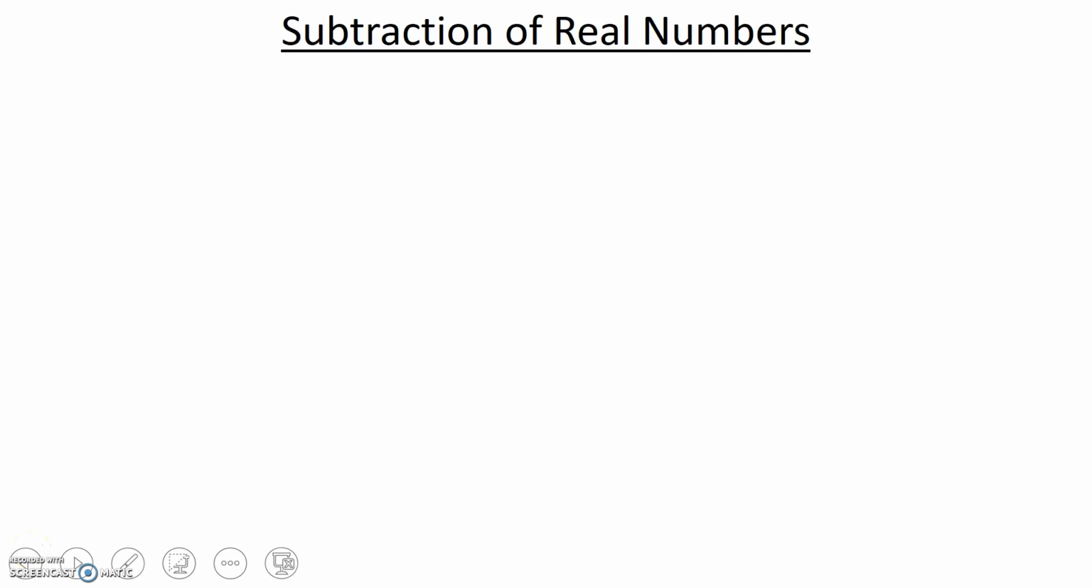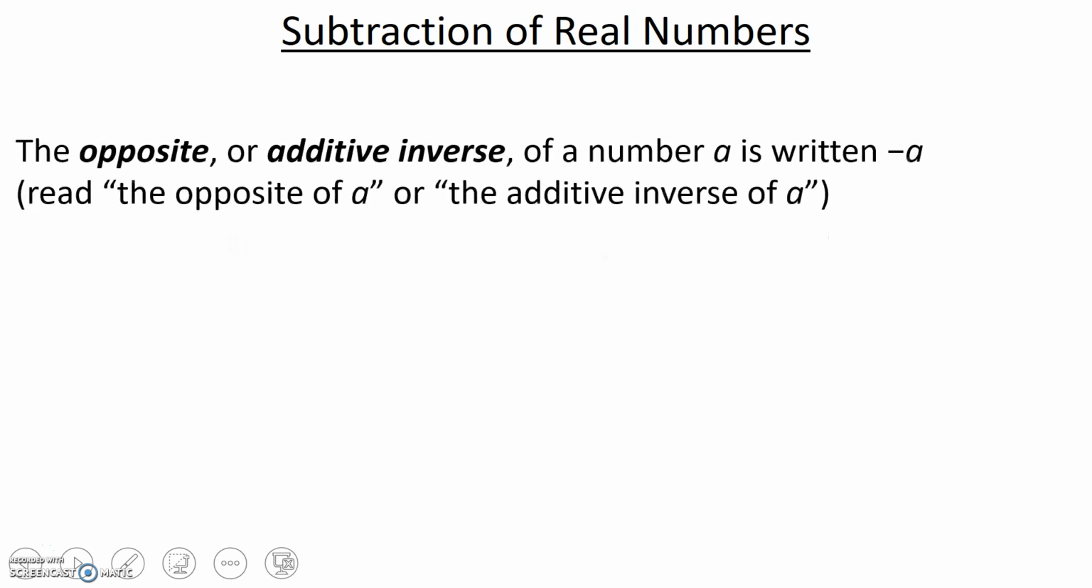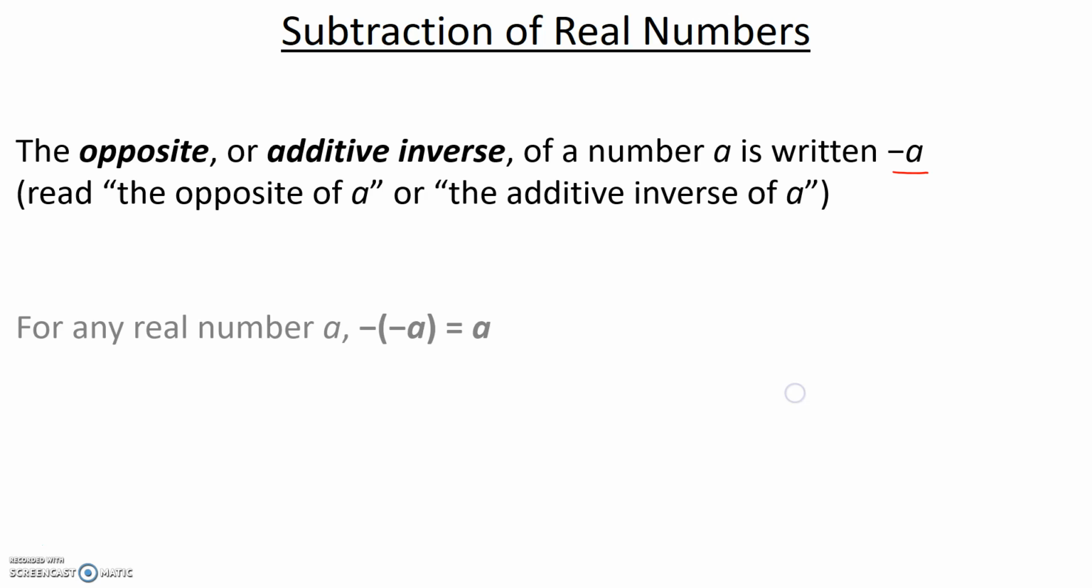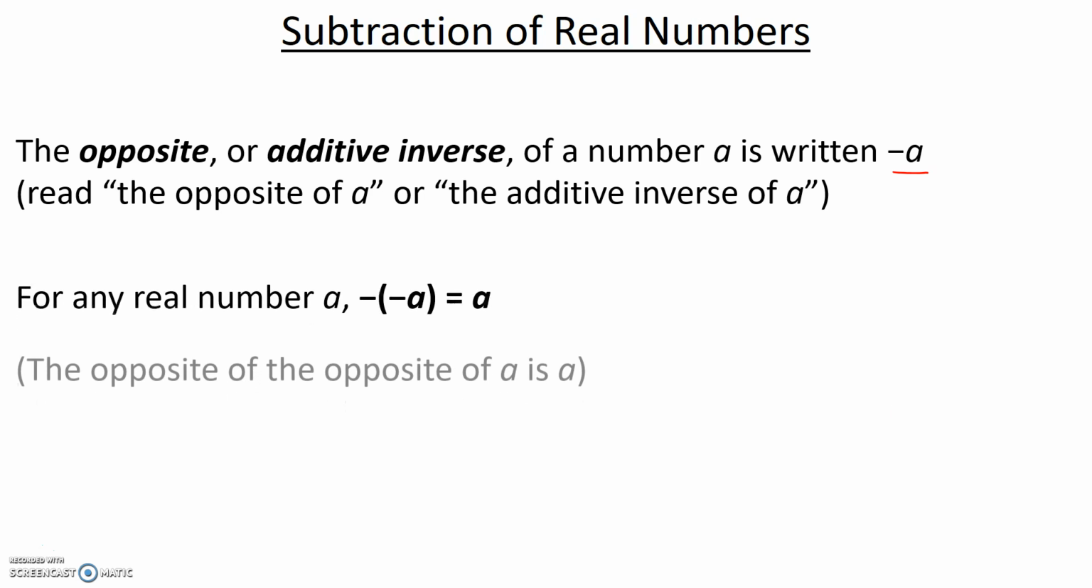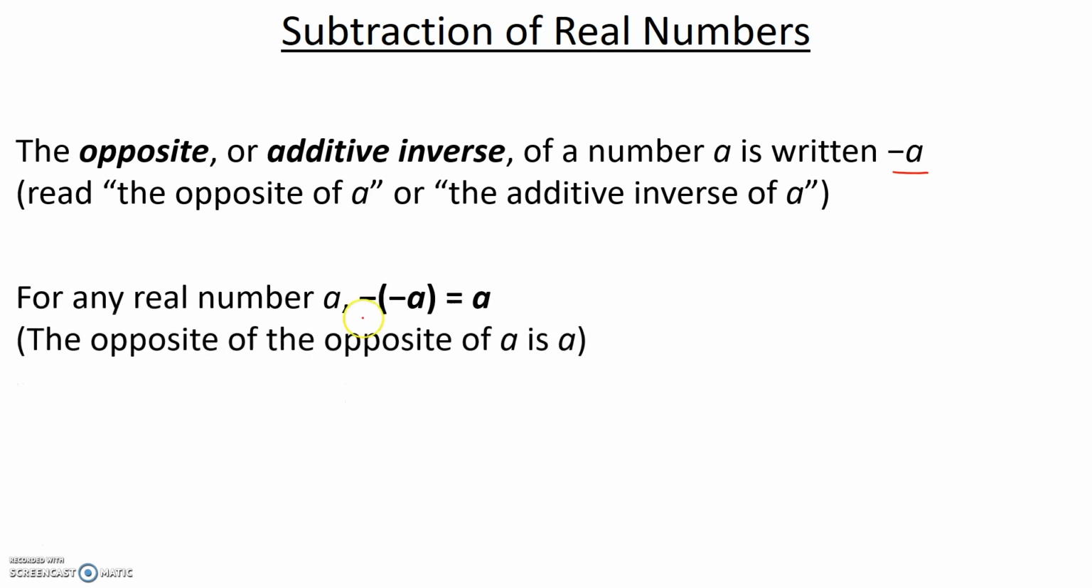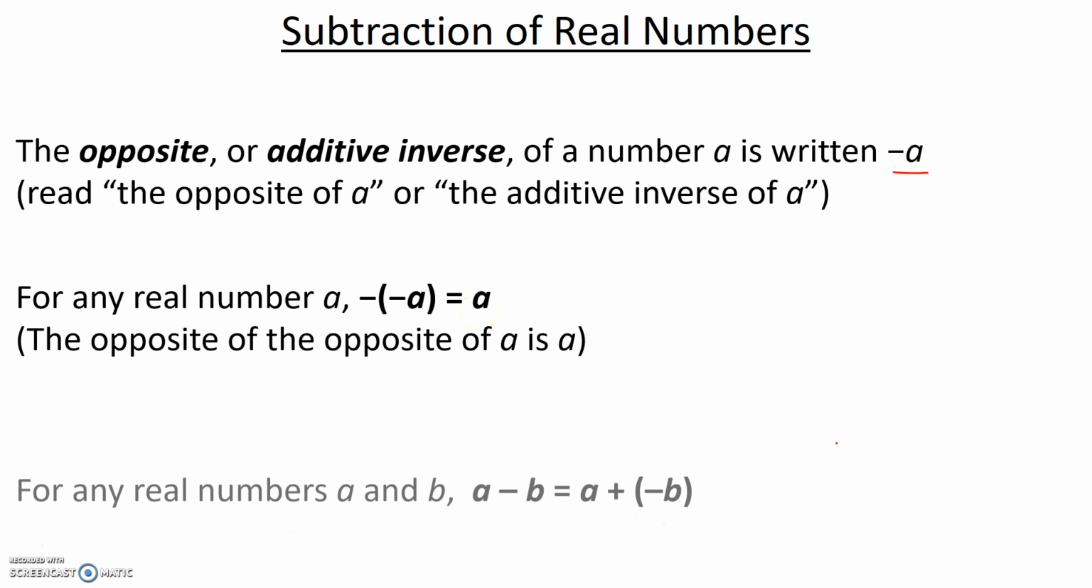In this section, we are going to talk about the subtraction of real numbers. The opposite or additive inverse of a number a is written as negative a. This is read the opposite of a or the additive inverse of a. For any real number a, the opposite of the opposite of a equals positive a. In other words, negative negative a is equal to positive a.